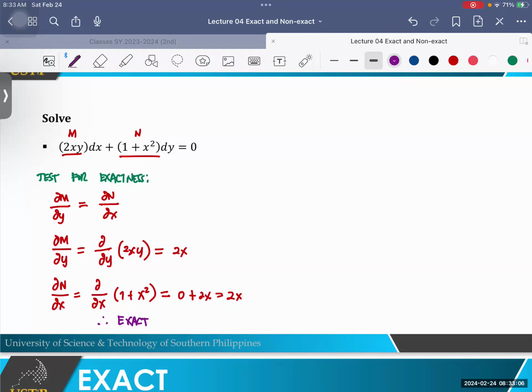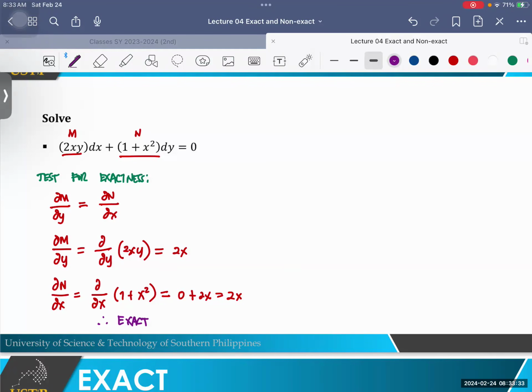Okay, so take note, class, if you get a negative value, for example, you got 2x in the first and then negative 2x in the second, then they are not equal. If you have the same figure, but one is negative and the other is positive, you cannot say they are equal. Sometimes students already go into the process of solving for exact. Okay? So, that is not right. It should be equal, including the sign.